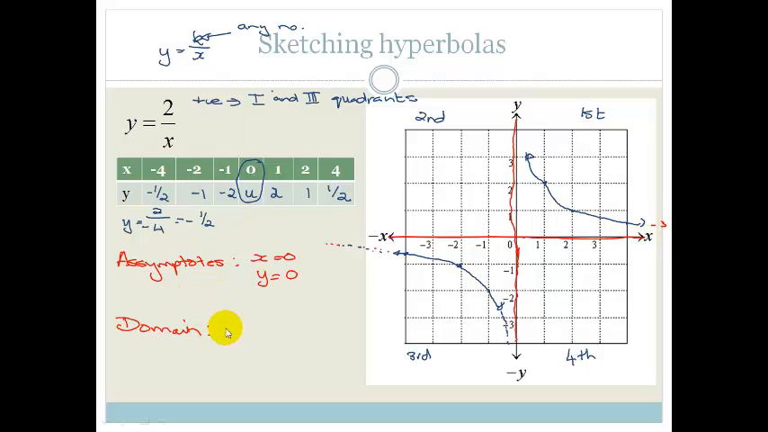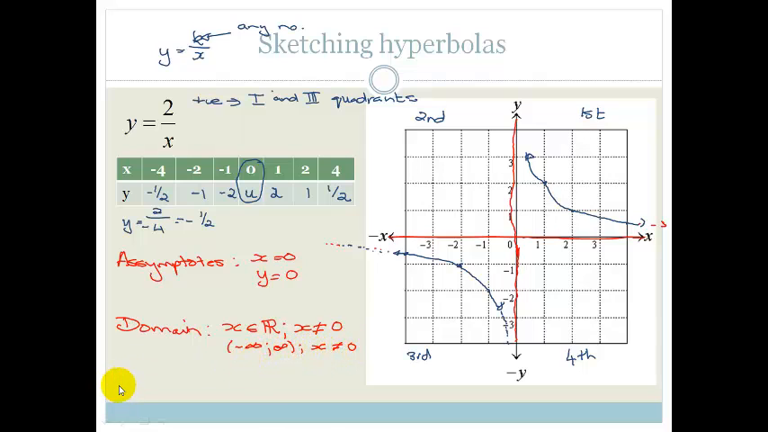So there are two ways we can write this. The one that is probably the easiest is that we say x is an element of real values, but x is never going to equal zero. That's probably the easiest way you can write it. You can also write minus infinity to positive infinity, but x does not equal zero.